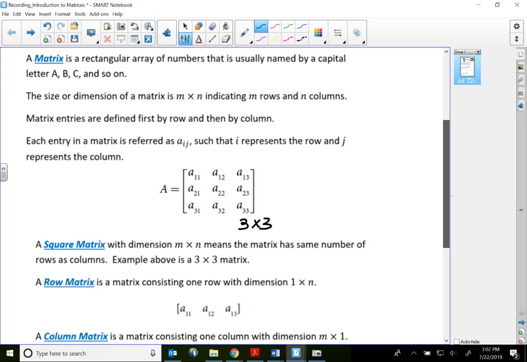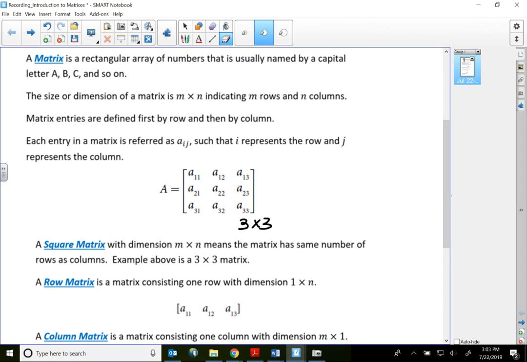Now, a square matrix refers to a dimension m by n where m and n are the same number. So my example, a 3 by 3 matrix, is considered a square matrix. I can also have a 2 by 2 matrix, which will also be called a square matrix.